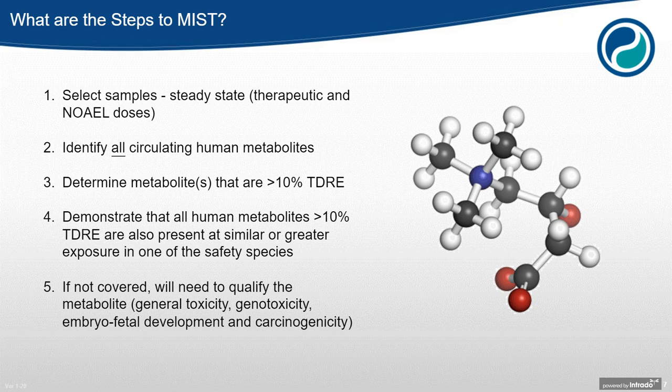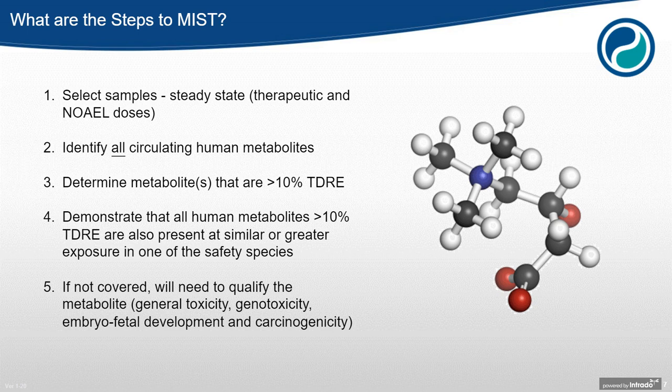So what are the basic steps of a MIST study as far as the FDA and the ICH guidances are expecting? So they want us to select samples from steady state. And what we at RMI and Frontage have always recommended is that we take the human dose that's closest to the anticipated therapeutic dose and compare that with the animal safety assessment doses at the known adverse effect level dose. That way, there's a best chance of getting coverage and exposure margins by that comparison.